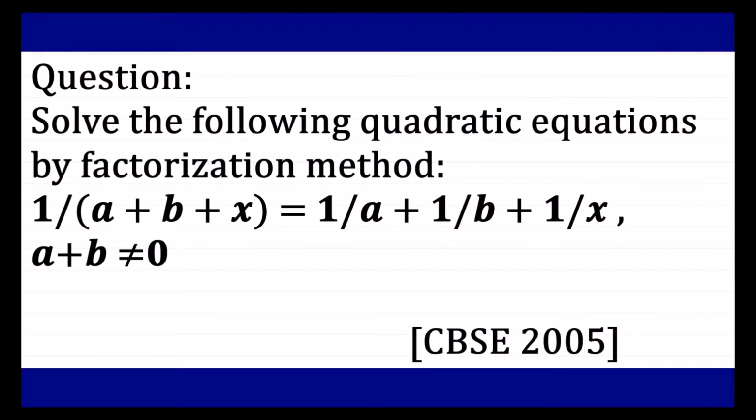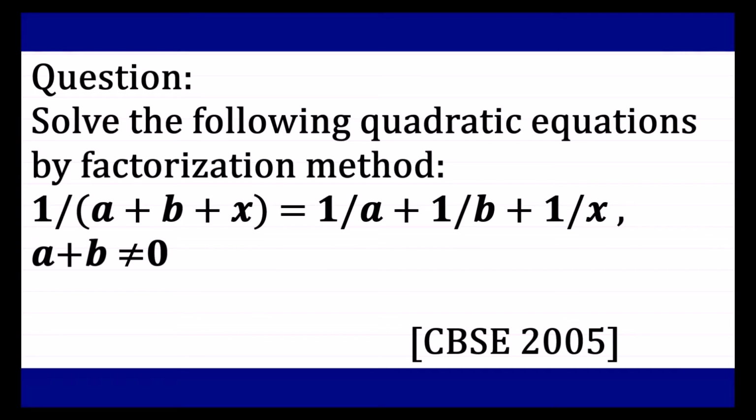The given question is: solve the following quadratic equation by factorization method, and the given equation is 1 upon a plus b plus x is equal to 1 upon a plus 1 upon b plus 1 upon x, where a plus b is not equal to 0. Guys, this is what is being given in the equation. And remember, this is one of the important questions, as this particular question came in one of the CBSE board examinations in the year 2005. So let us see how we are going to solve this type of quadratic equation.